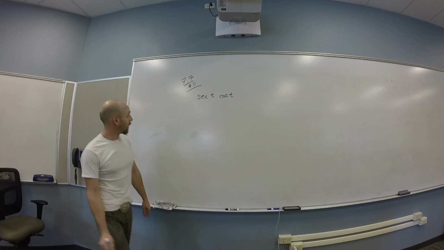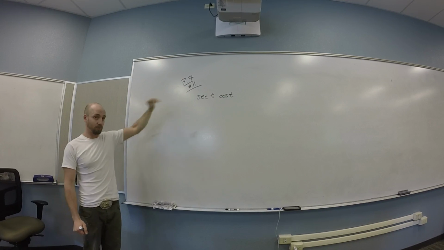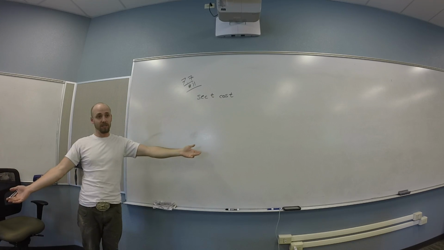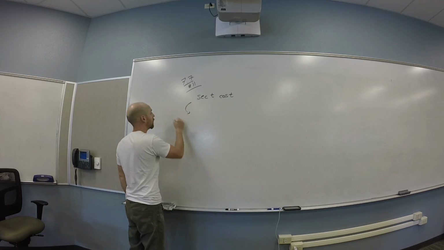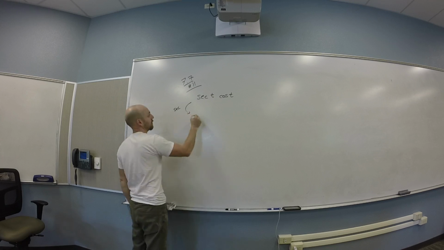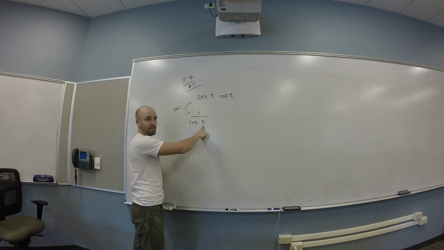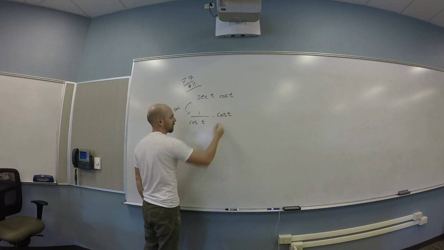All right, so let's try number 11 in 7.7, which is I want to simplify secant t times cosine t. That's 1, isn't it? Yeah, and we're remembering that secant of t is 1 over cosine t. So this is like applying the definition of secant, right? So secant's 1 over cosine. Make sure you keep your variable there, right? So of t. And then we're multiplying by cosine of t.